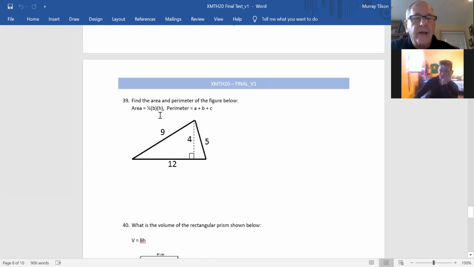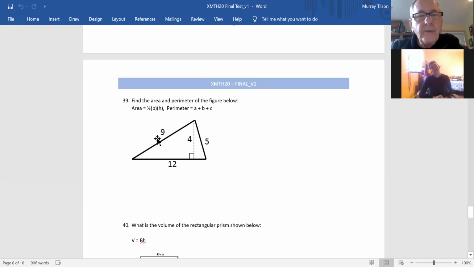Find the area and perimeter of a figure. Remember, area is equal to 1/2 base times height. Base in this case is the small b. It's not the capital B. It's the small b times the height. Why is that a small b? Because it's just the length of this edge here to this edge here. It's 12. If it was capital B, it would be an area. Remember, the base is the area when we talk about surface, right? So that's why it's a lowercase b.